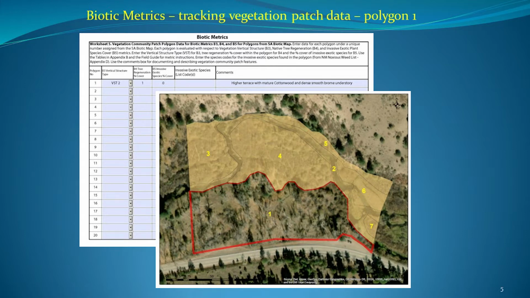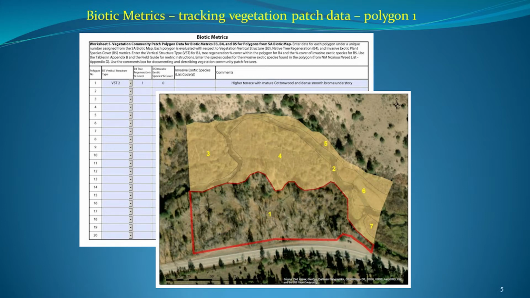You get a structure type. I'm going to tell you more about the structure types, but you assign a vertical structure type. In this case, polygon 1 was a cottonwood forest with a grassy understory, and that's structure type 2. Then you also record how much native tree regeneration, if any. In this case, there was 1% native tree regeneration. You also record if there are any noxious, exotic, invasive weeds, and what percentage cover they have. In this case, there weren't any in this polygon. If there had been some, you would record the species codes in the next column.